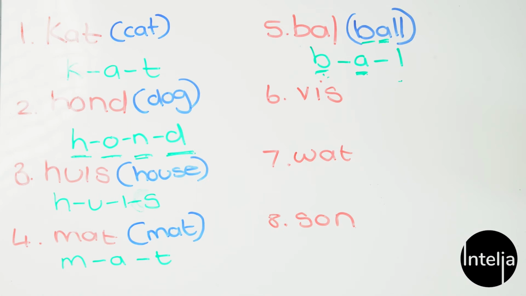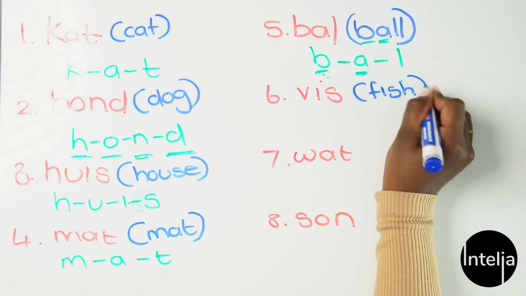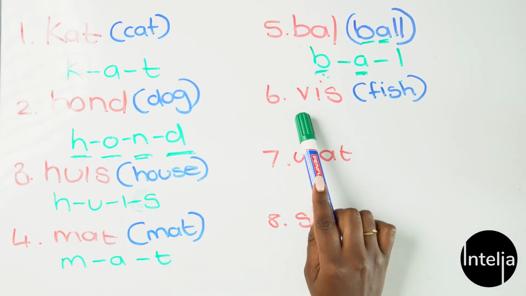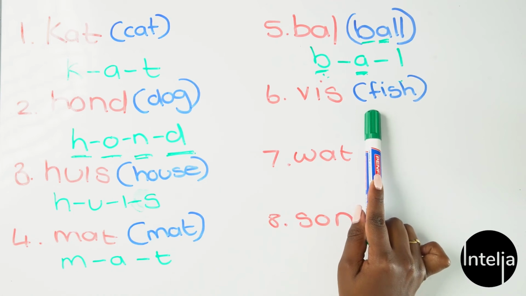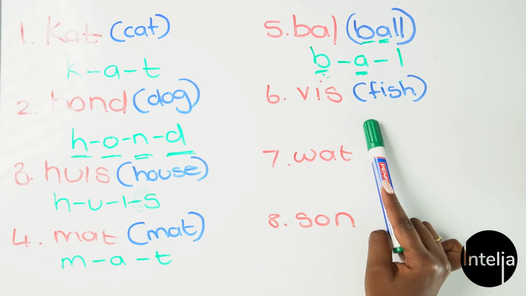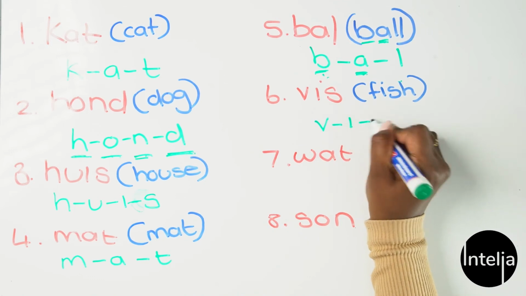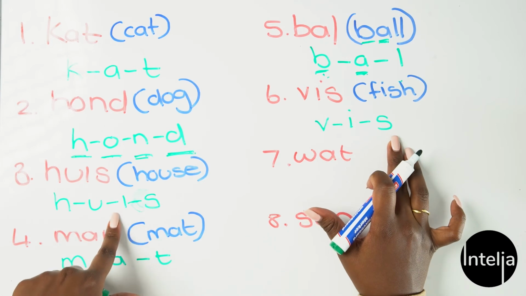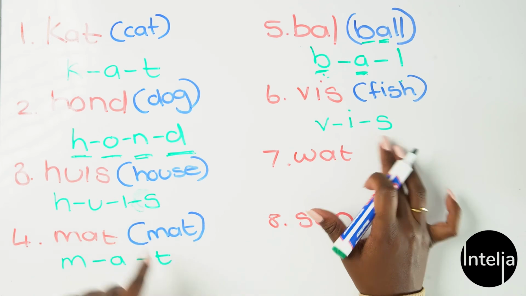Let's look at our next word, fis, which is a fish. This one is very interesting because V in Afrikaans makes an F sound. And it's funny because fis is fish and fish in English starts with an F. So that is f, i, s. Remember we had a for huis, huis, huis, fis.